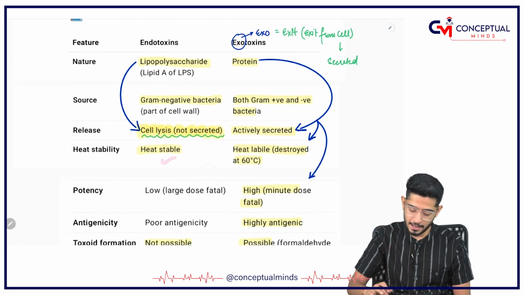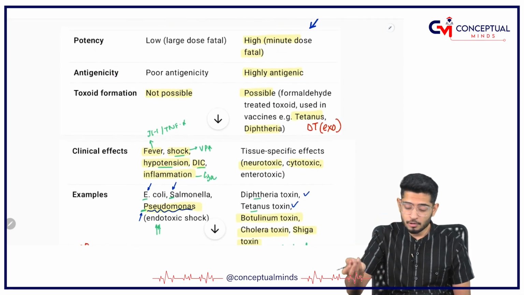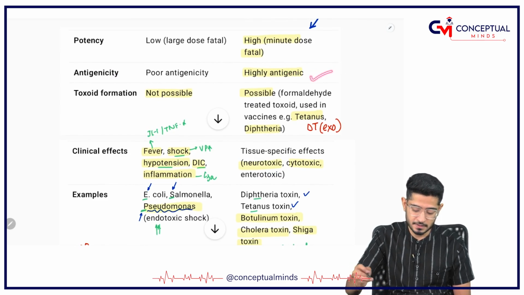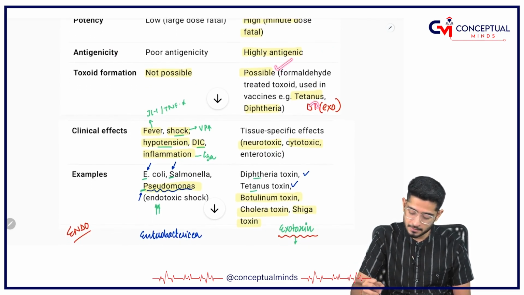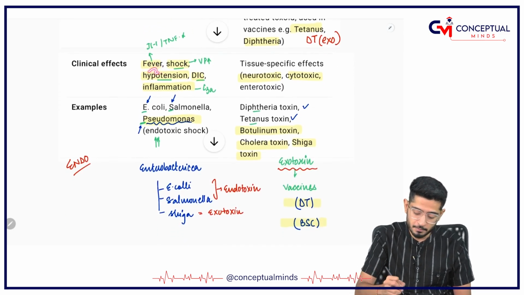And I've told you that these proteins are heat-labile, destroyed. These are heat stable, endo. Potency, we have discussed, potency is high for exo. Antigenicity is also high. Toxoid formation is possible, like tetanus and diphtheria, I have discussed. Clinical features, you can easily remember.